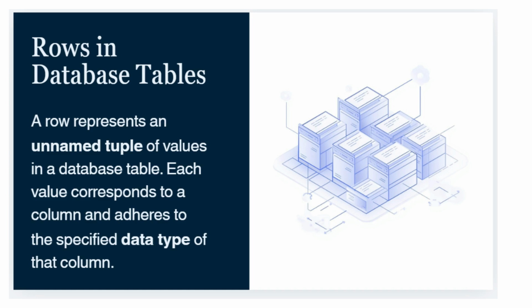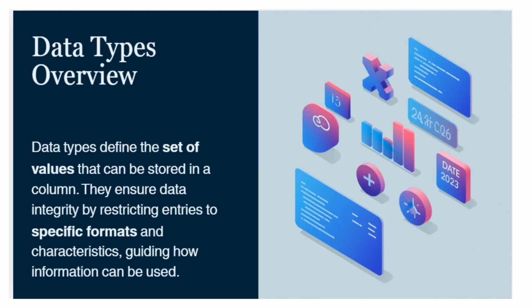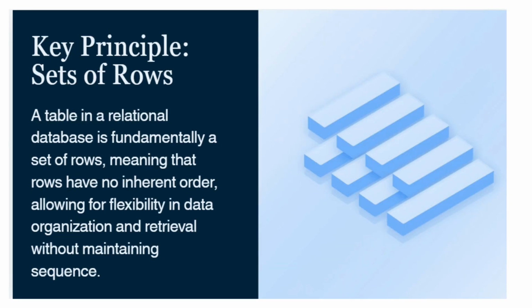A row is essentially an unnamed tuple of values. Each value in the row corresponds to a column, and it must match the column's data type. This is how relational databases ensure consistency. A data type is simply a named set of values. When we define a column, we are saying, this column will only accept values from this set. For example, a column defined as integer will only accept whole numbers.